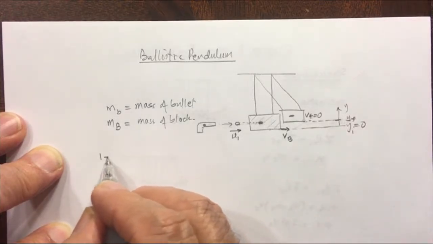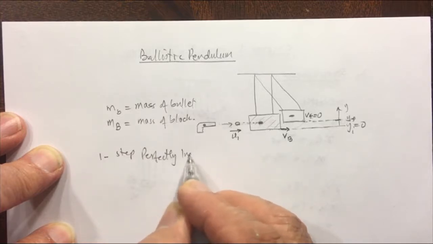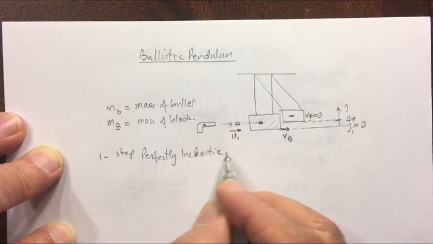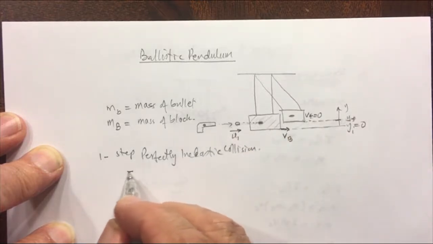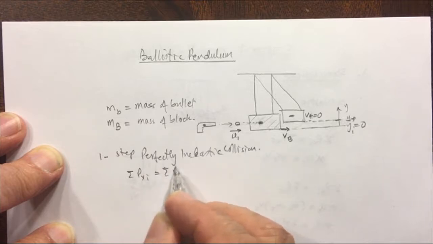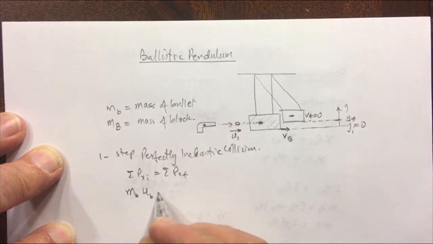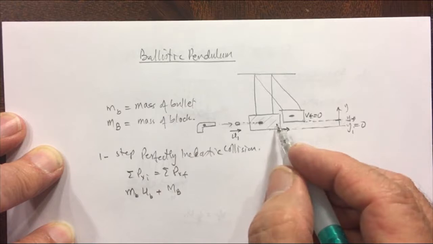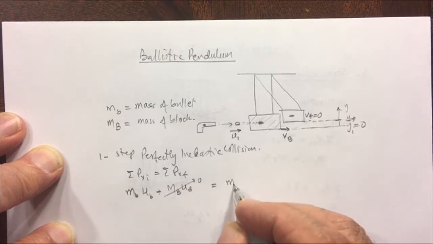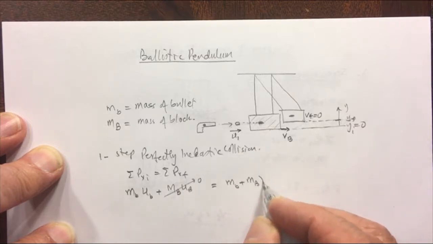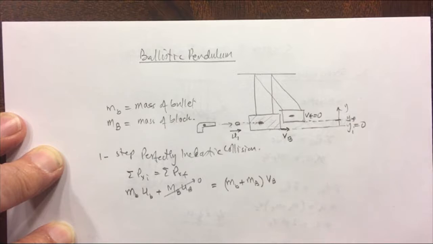So in the first step, it's a perfectly inelastic collision. And we have the conservation of momentum. Sum of p x initial is sum of p x final. So the initial momentum is going to be the mass of the bullet, u of the bullet, plus mass of the block, and the u of the block is 0, and because it's lodged inside, so we'll have mb plus m capital B. That's the mass of the two together times the speed with which they are both moving off.